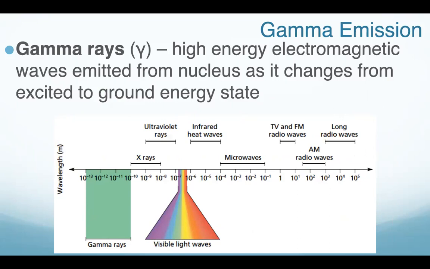We've got our radio, TV, microwaves. We've got our visible light here. Gamma rays are all the way at the top, at the highest frequency. These are very bad for biological organisms because they have a tendency to cause mutations in DNA.